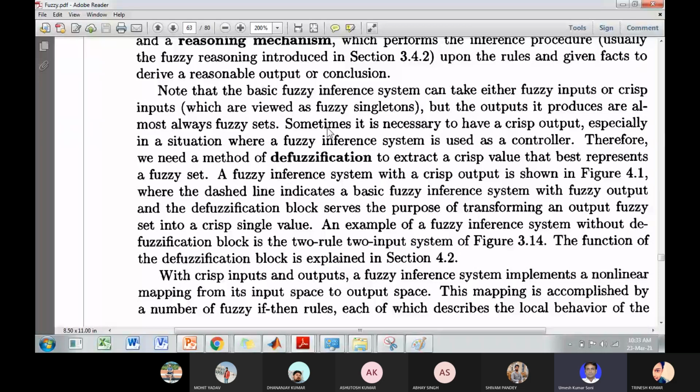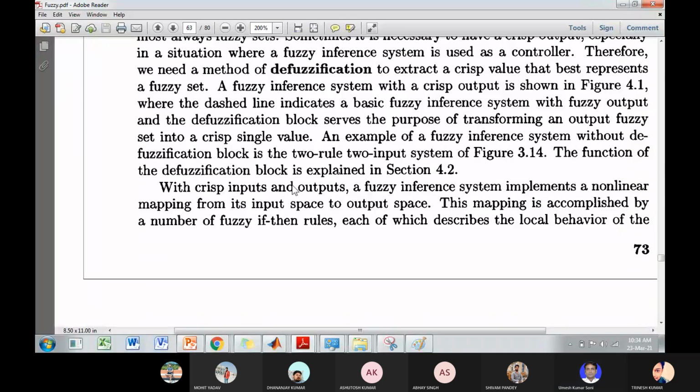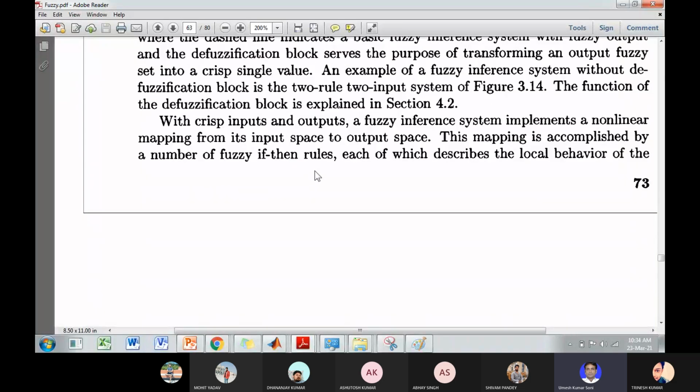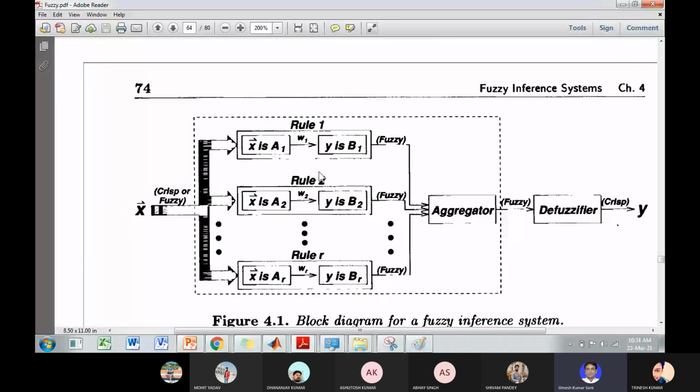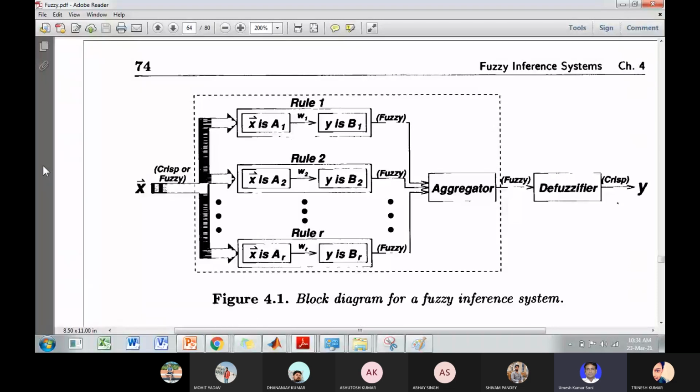Even if the inputs to the fuzzy system are crisp values, it will always provide a fuzzy output. After the output from the fuzzy inference system, a defuzzification is required. Okay, so here you see the fuzzy inference system.